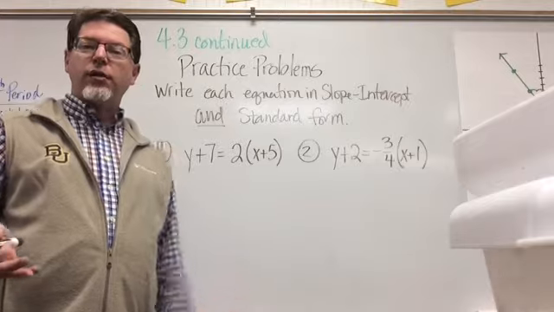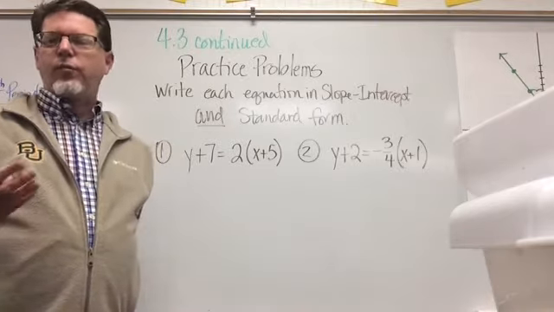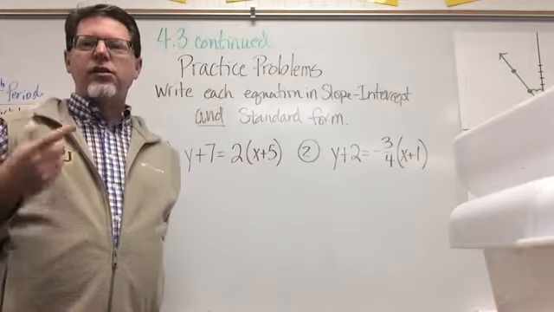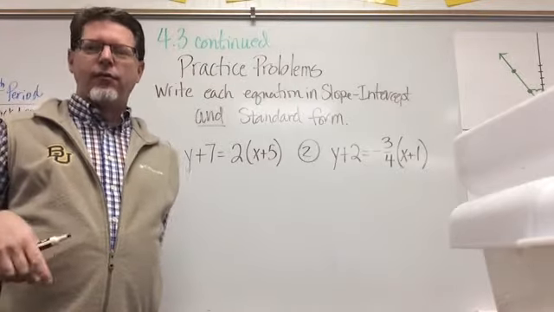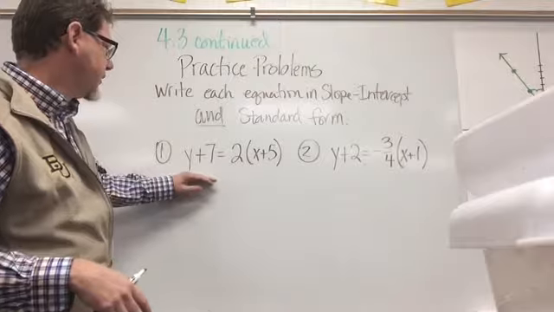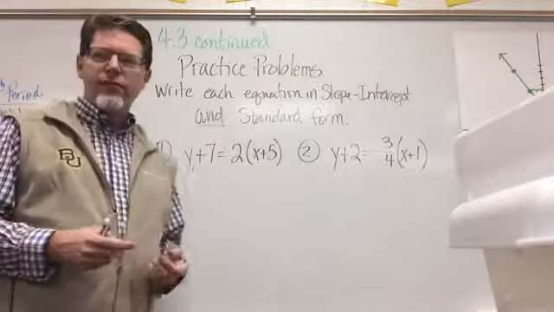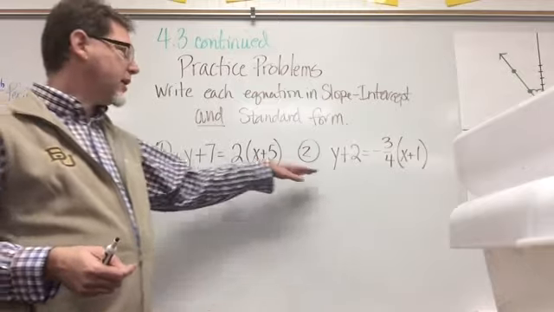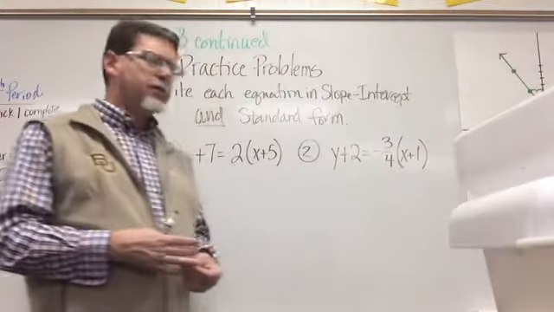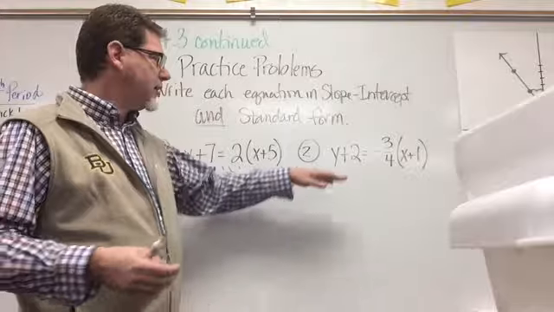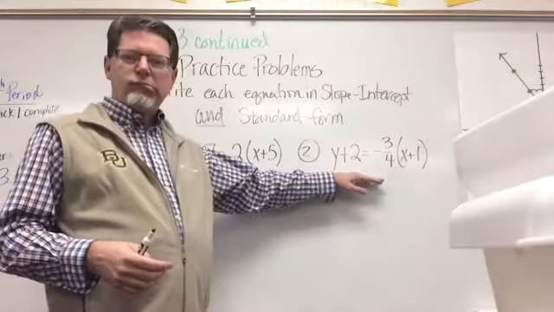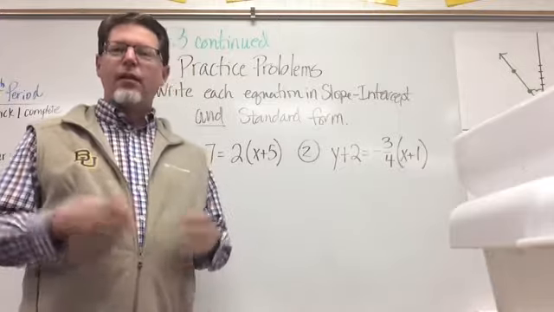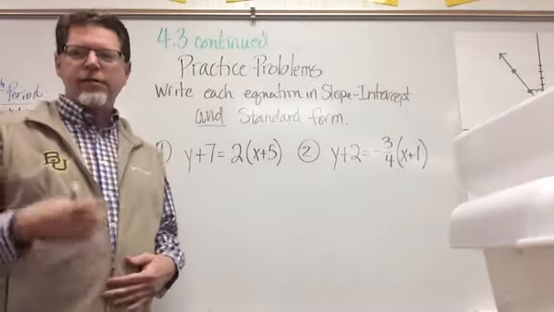And here are your 2 practice problems for this video. Both of them say write each equation in slope-intercept and standard form. So the first equation is y plus 7 equals 2 times the quantity of x plus 5. I need it in slope-intercept and standard form. And then I have y plus 2 equals negative 3/4 times the quantity of x plus 1. I need it in both slope-intercept and standard form. When you get done, take a picture of those problems, submit it through Edmodo.